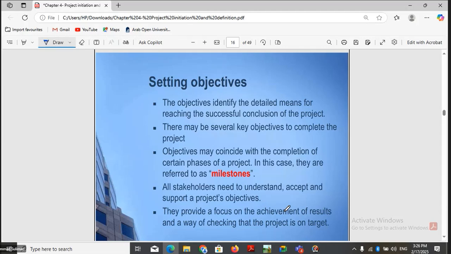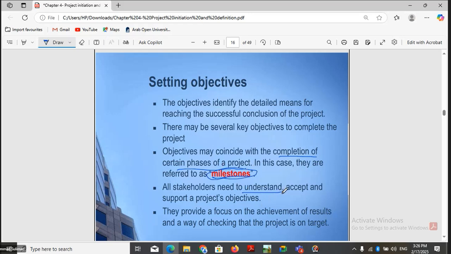So at the initiation stage, we also set the objectives of the project. Objectives identify the detailed means for reaching a successful conclusion of the project. There can be multiple objectives, so there may be several key objectives to complete the project. When a set of objectives is completed, which is the completion of a certain phase of the project, it may be referred to as a milestone.